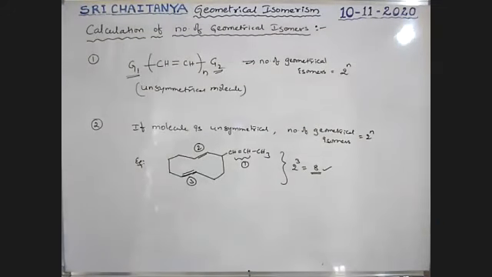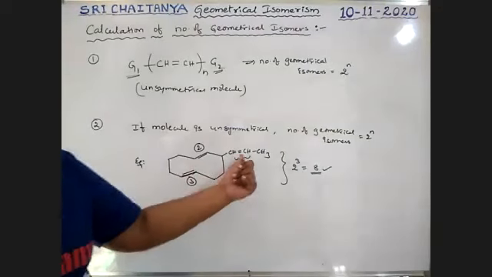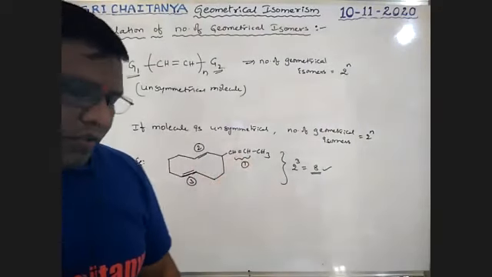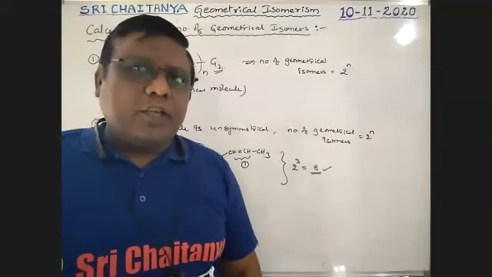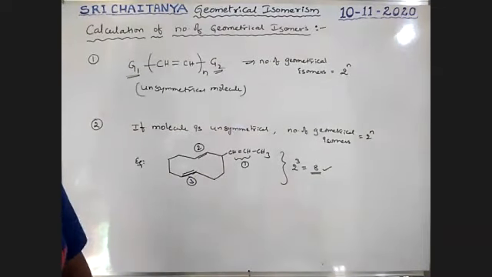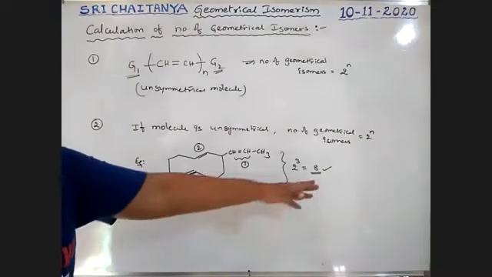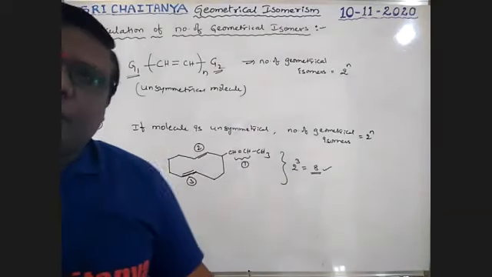Number of C double bond C is equal to 3. The ring contains 2, and the C double bond CH is one double bond. Therefore, the overall number of stereogenic centers, that is nothing but double bonded centers, is 3. Therefore, the answer is 2 power 3, that is 8. Therefore, the total number of geometrical isomers is 8 in this case.